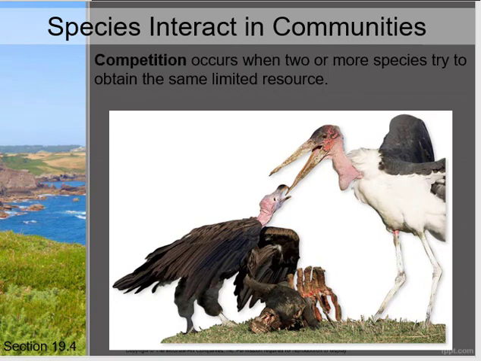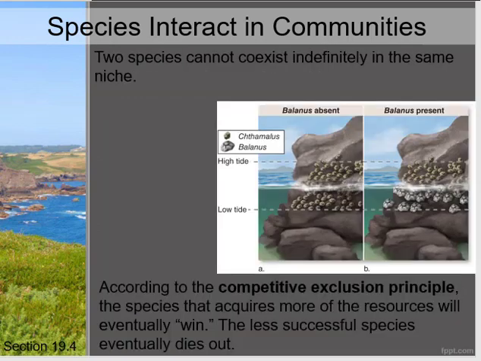Competition occurs when two or more species try to obtain the same limited resource. Here are storks in Africa fighting with vultures in Africa over a carcass. Two species can't coexist indefinitely in the same niche, and it's called the competitive exclusion principle. And one is going to be better or more successful than the other.